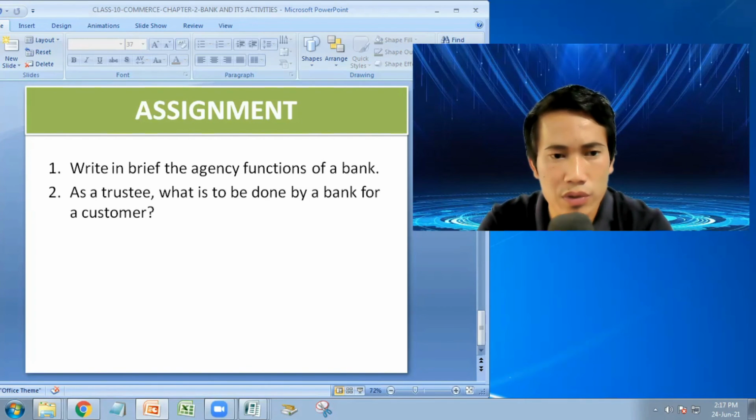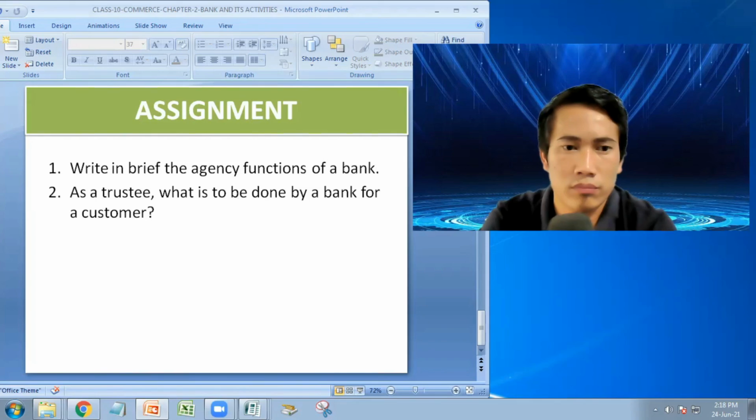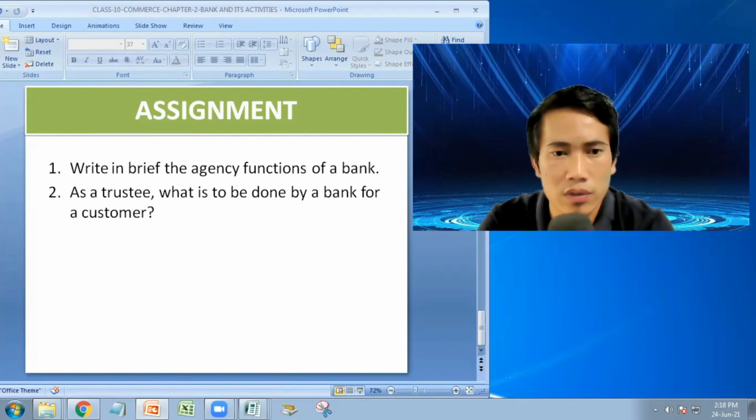And the second question is, as a trustee, what is to be done by a bank for a customer? This second question, you can find the answer in the last function, that is the bank acts as a trustee and executor. You look for the answer in the last function under agency function.